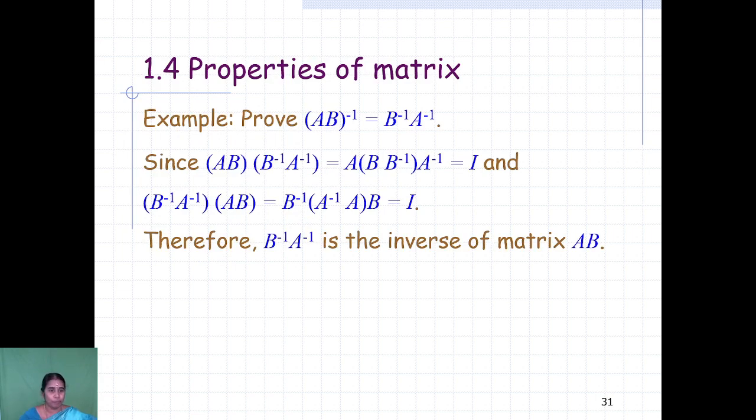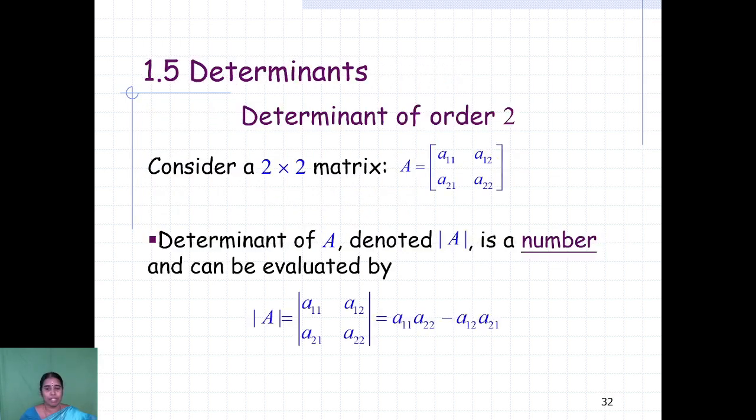We are going to prove this. Multiply AB with B inverse A inverse, which is nothing but the identity I. B times B inverse equals I, so by using the property we put B B inverse as an identity matrix. Next, A A inverse is an identity matrix. And again, considering B inverse A inverse times AB, that is equal to I. Therefore, B inverse A inverse is nothing but the inverse of the given matrix AB.